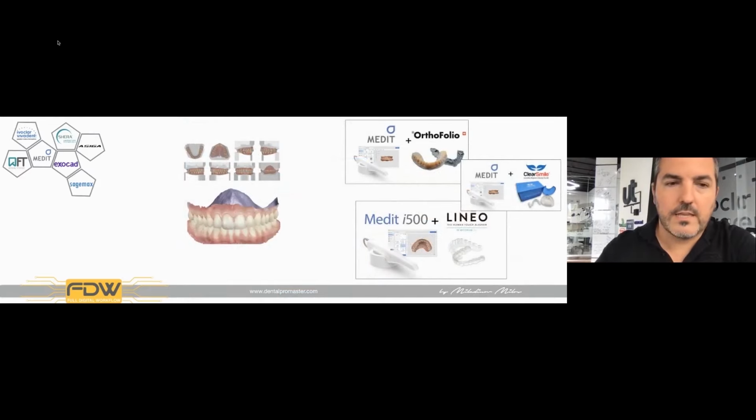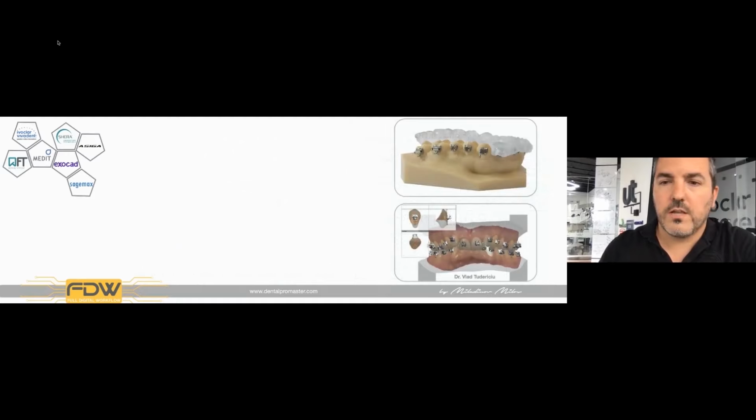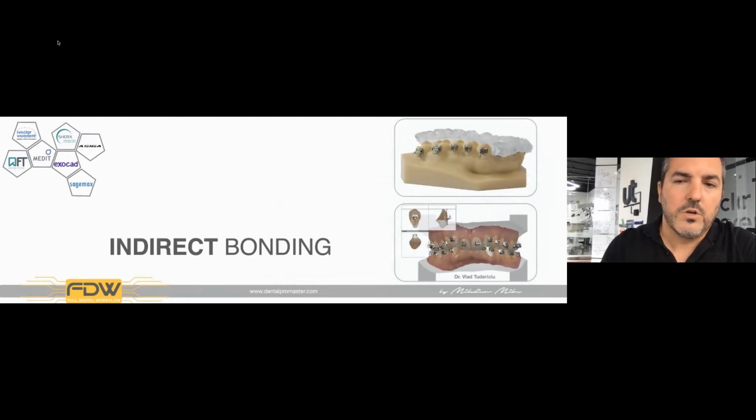Also, what I like is about the ortho options that you have with the Medit scanner. Basically, you can work with different partners of Medit and get your clear aligners. So this is fantastic because the precision is amazing from this scanner, and the quality of the clear aligners is the same everywhere. So basically, no matter which company it will be, you will get your aligners in good quality. Also, another thing is that you can use the intraoral scanner for indirect bonding. So basically, if you print your models, you can help this process.